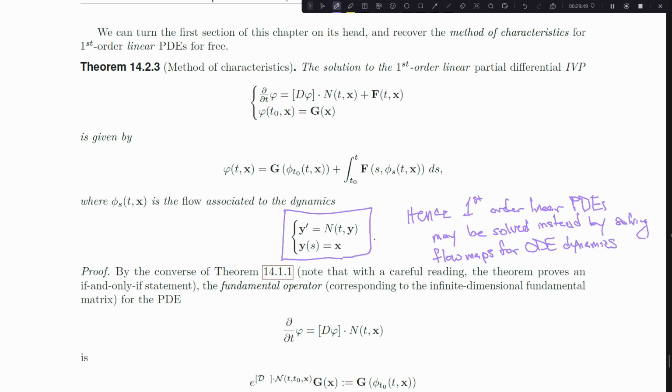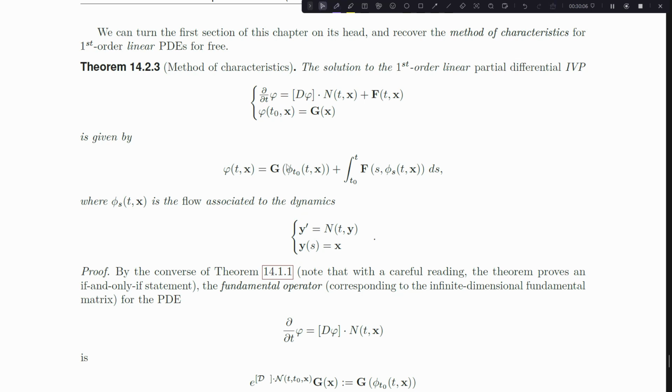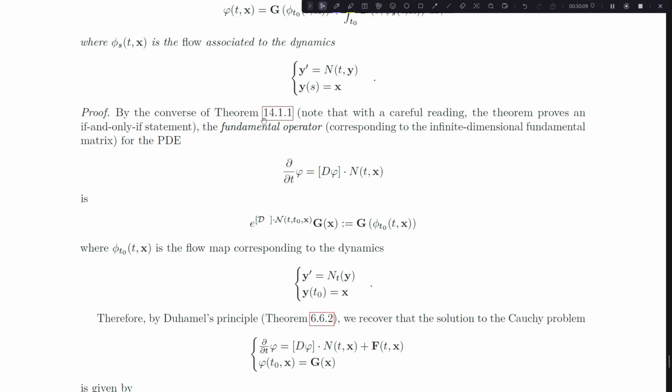Now, they're often going to be nonlinear, in which case your life hasn't necessarily gotten any easier. But in the subset of situations where these are actually linear flow maps, then you can solve those exactly. That's something that's really cool. So the proof here is just what I was saying. You basically take the converse of theorem 14.1.1.